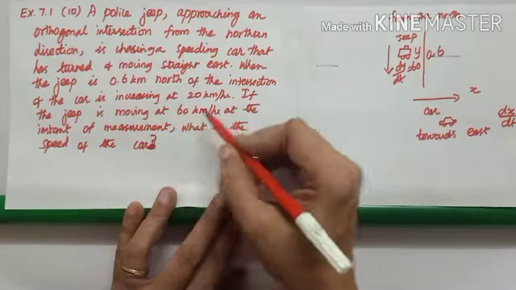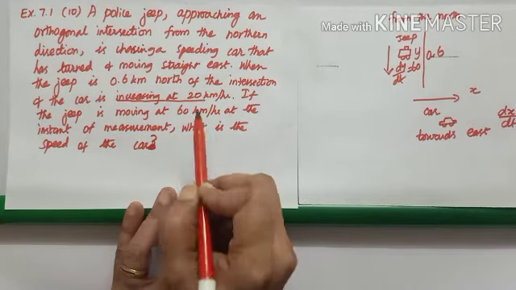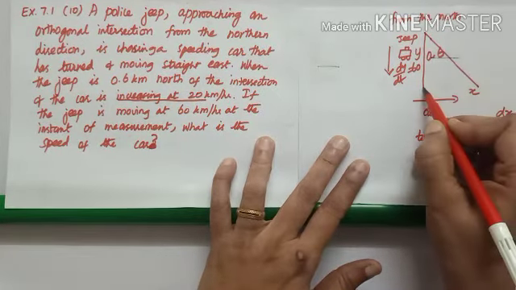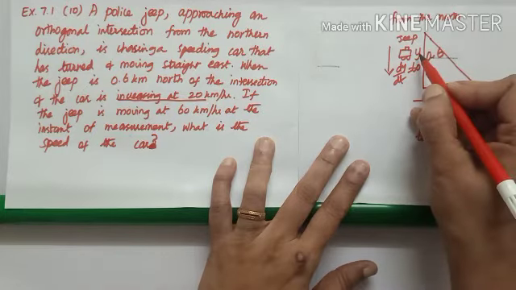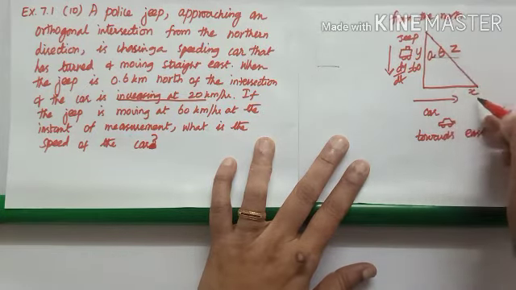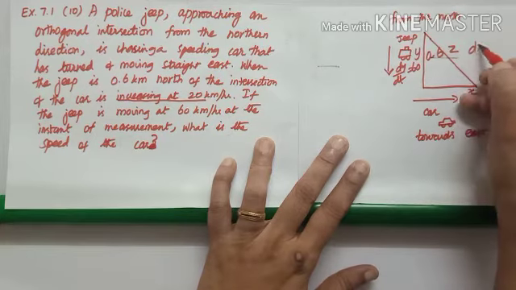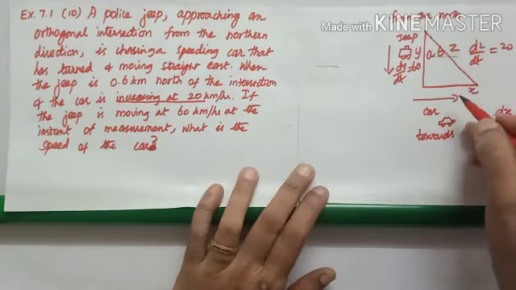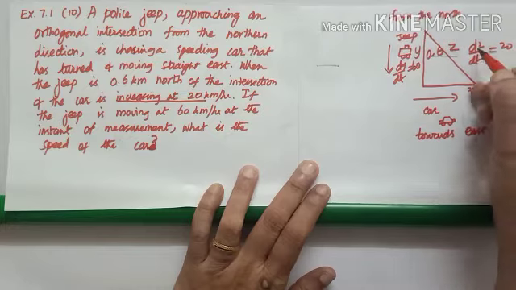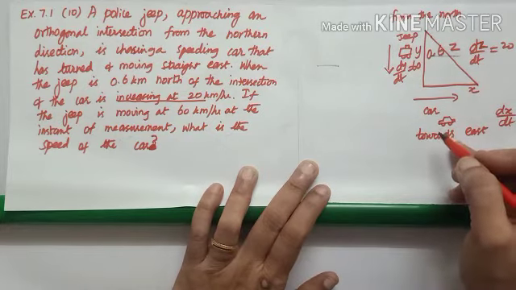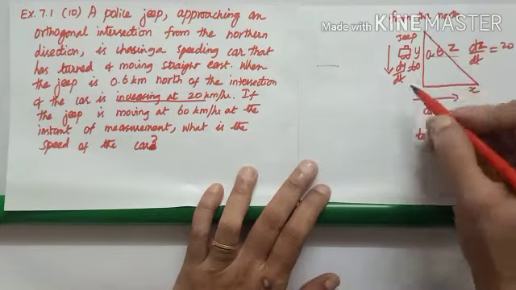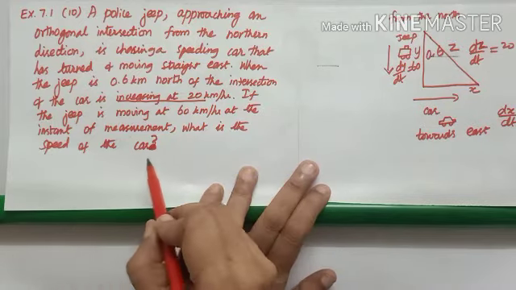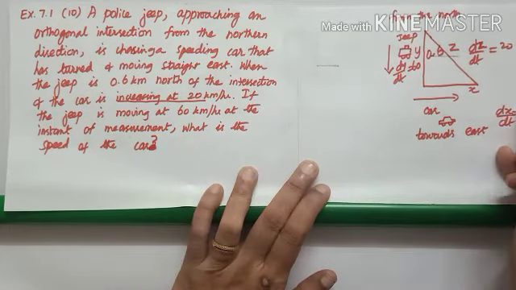When the car is increasing at 20, this increasing at 20 tells me distance between the jeep and the car. So if I consider this as x and this as y, let me consider the distance between the car and the jeep z. So dz by dt is given as 20. So when the jeep is towards, the car is increasing at a rate of 20. So dz by dt is 20. The jeep is moving at 60 tells me dy by dt is 60. Then what is the question? What is the speed of the car? dx by dt is the question mark.